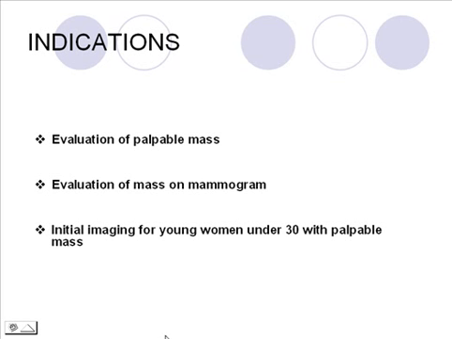We use it as the initial imaging for young women under 30 with palpable masses. If you're 29 and come into our breast imaging center, you'll have an ultrasound as your first examination. You may end up also having a mammogram, but it will usually start with an ultrasound. If you're 31 and come in, you'll start off with a bilateral mammogram, and then we'll always do the ultrasound for evaluation of the palpable mass.